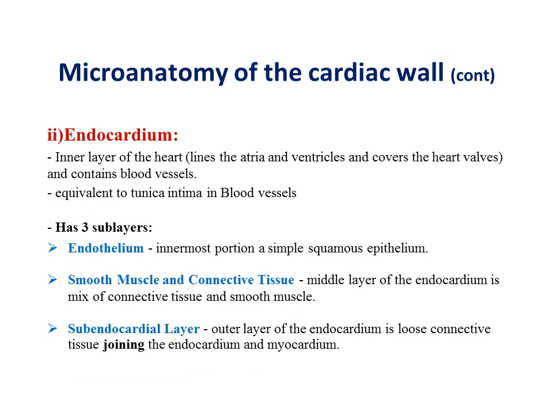The innermost structure of the heart wall is the endocardium. It's the inner layer of the heart, lines the atria and the ventricles, and covers the heart valves themselves, and contains some of the blood vessels. It's equivalent to the tunica intima in the blood vessels. You see, there is similarity between the structure of the blood vessel and the heart, to make it a little bit more understandable.